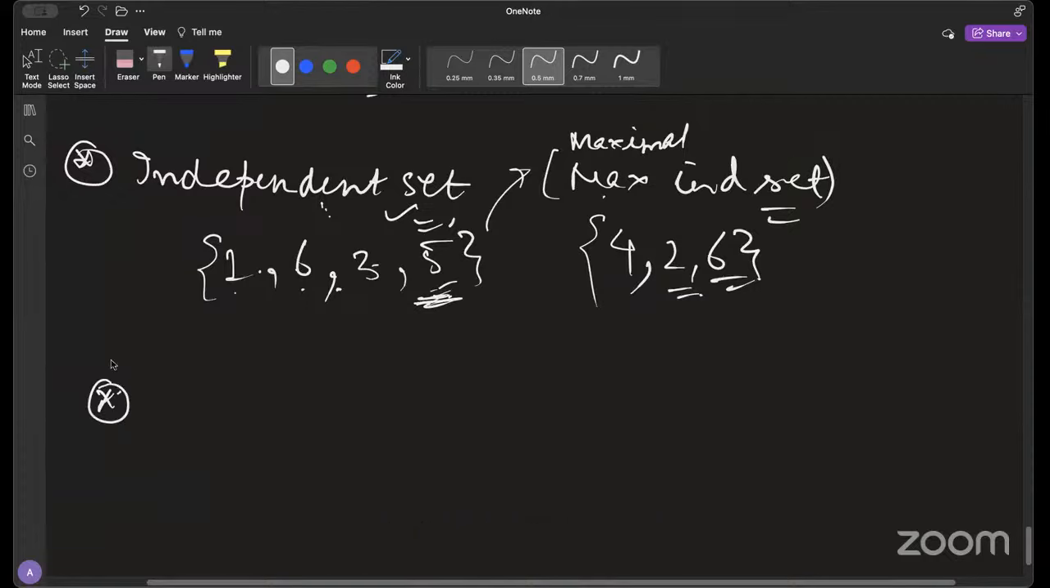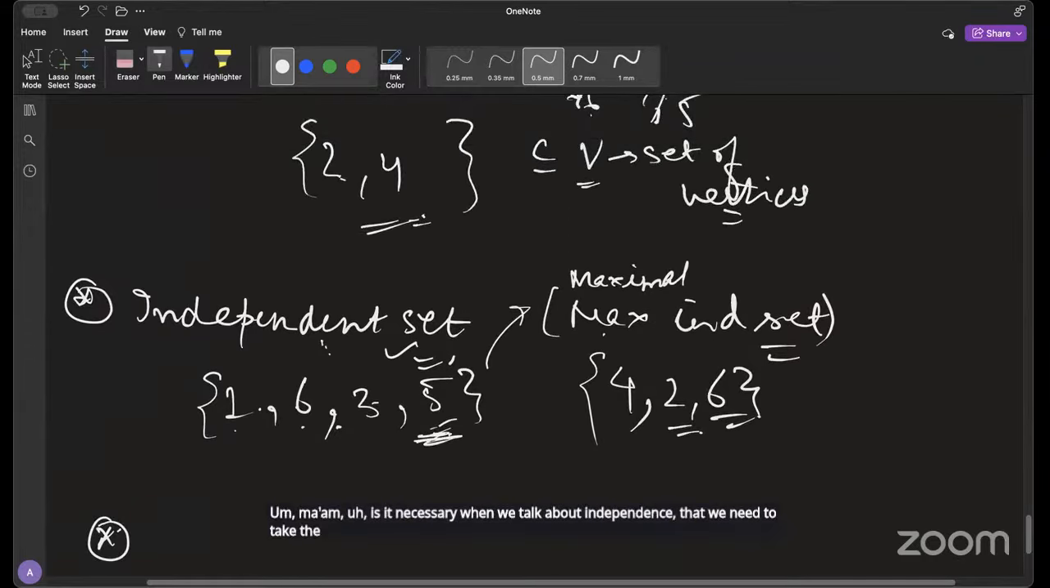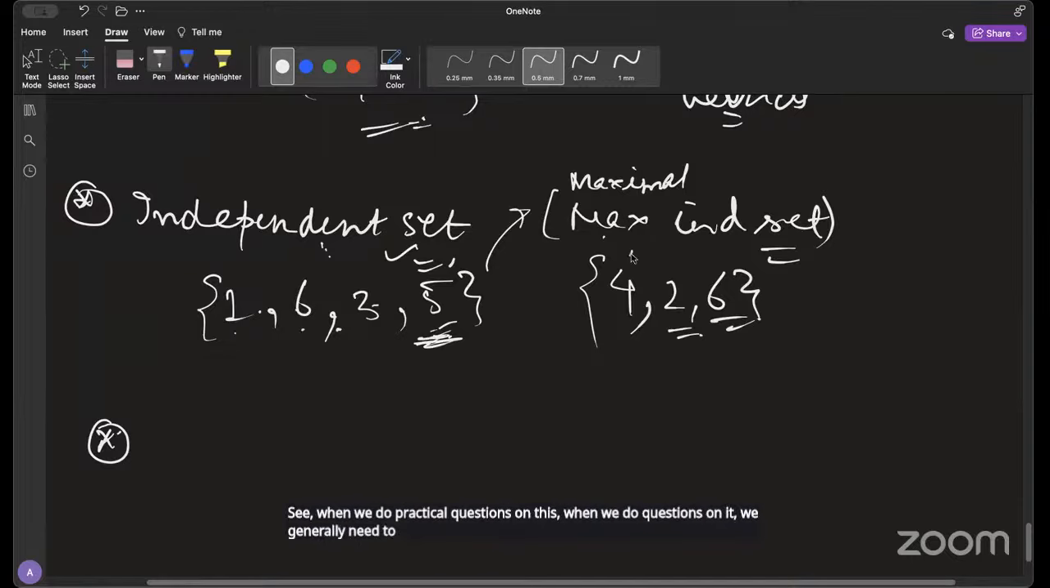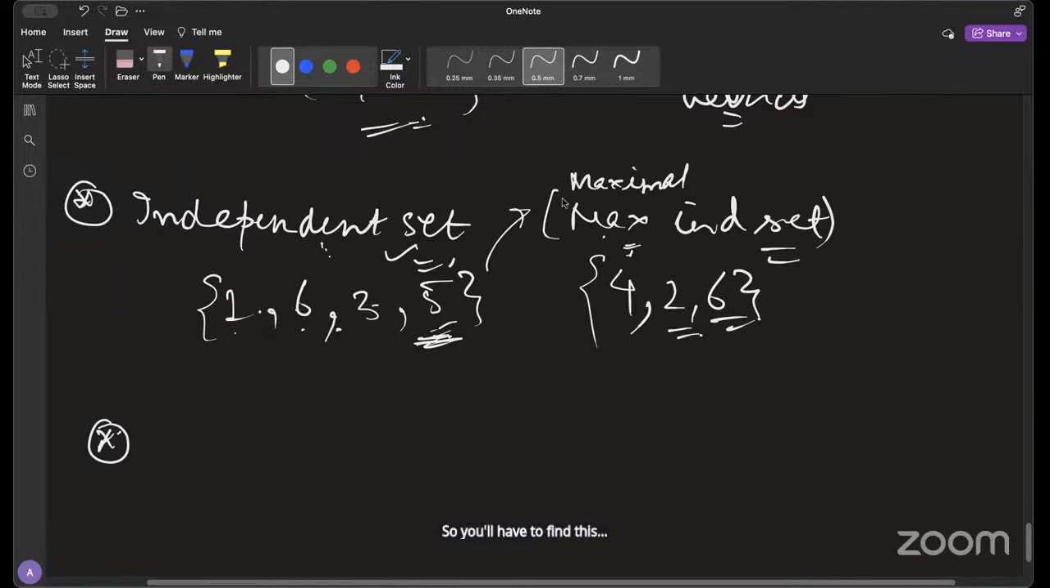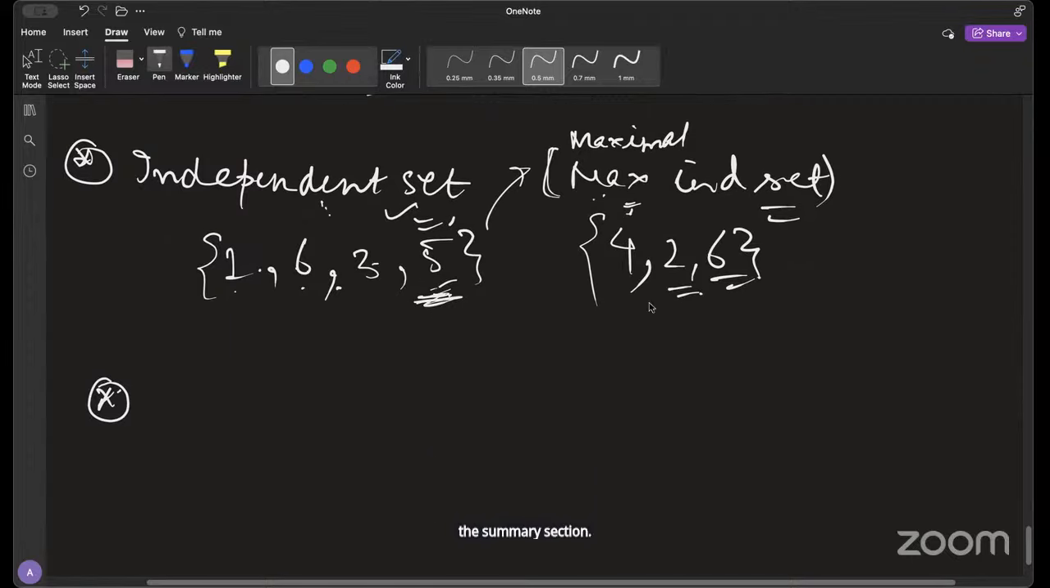Ma'am, when we talk about an independent set, is it necessary to take the maximum independent set? See, when we do practical questions on this, we generally need to find the maximal independent set. An independent set is usually not what needs to be found. This is what you will be asked to find. You won't directly be asked to find a maximal independent set, but the question would imply it. Okay, ma'am. We discussed an example on this in the summary session, on each one of these, actually.